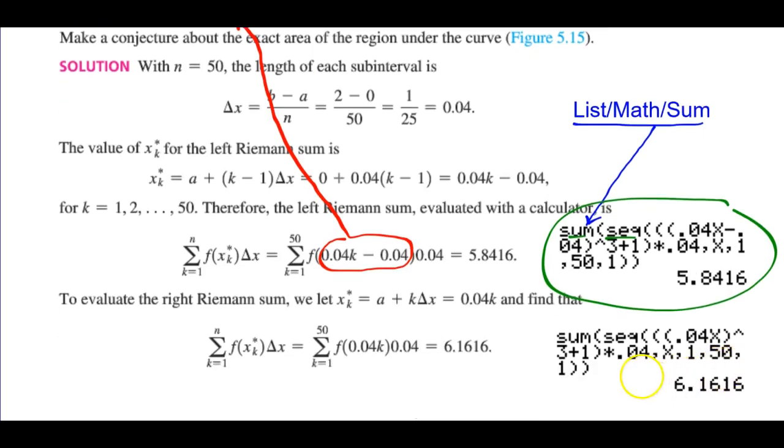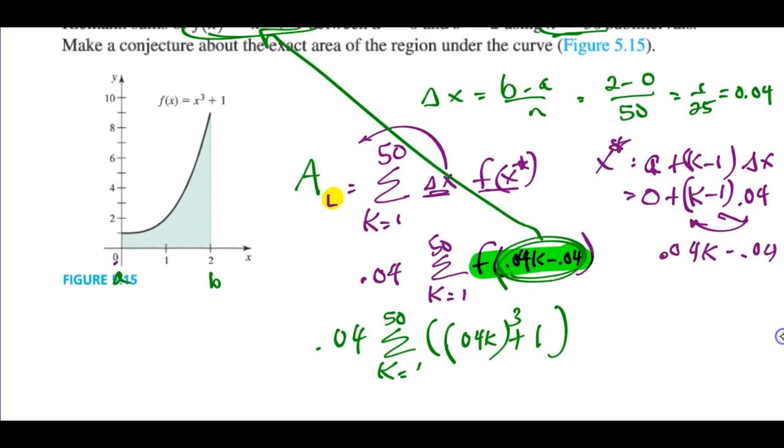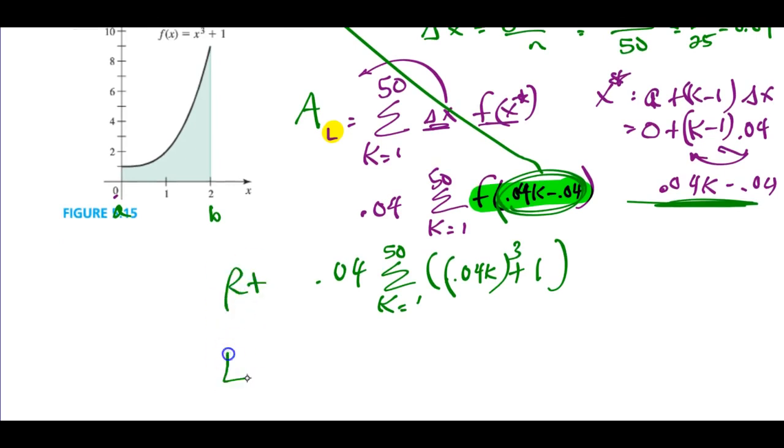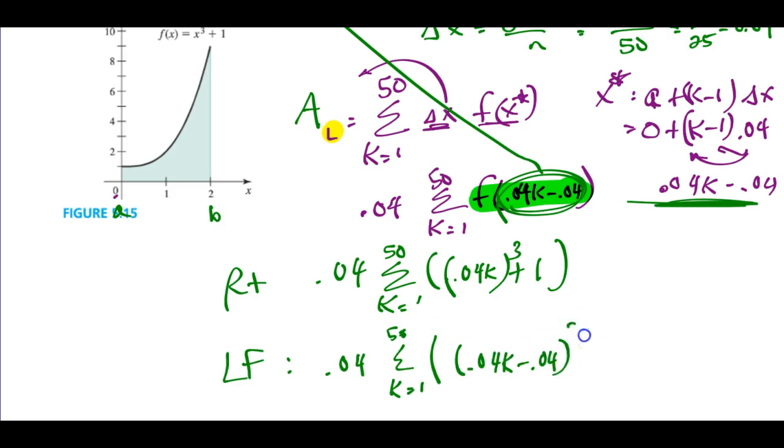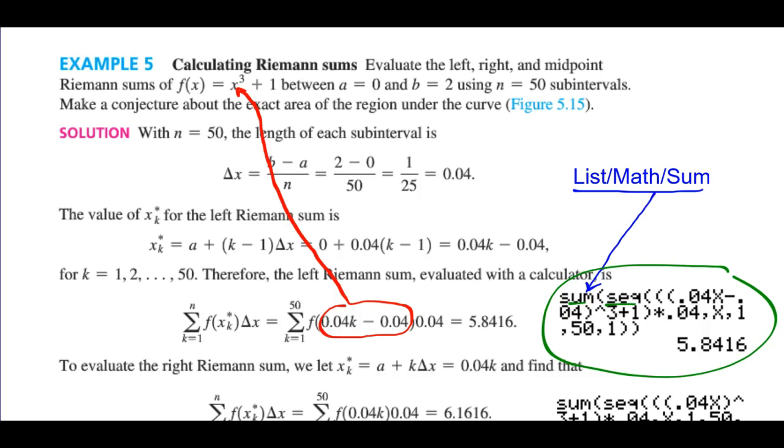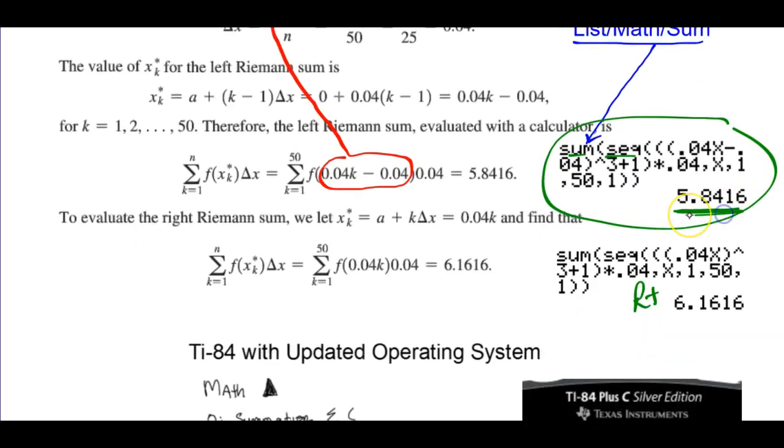Looking at this, it looks like I did the right. So I should have gone back. Shoot, I had 0.04, oh, the k, I forgot this guy right here. So this should have read, so this is for the right. The left should have said the delta x, the sum of k equals 1 to 50 of 0.04k minus 0.04, that whole thing cubed plus 1, and then that one would give me, if I edit that, that should give me the 5.84.